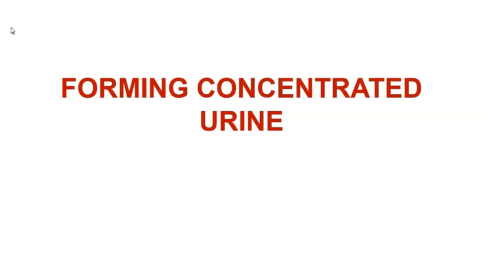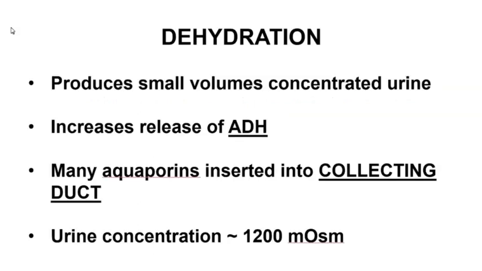If we wanted to form very concentrated urine, on the other hand, we would have to be very dehydrated or fairly well dehydrated. So when we are dehydrated, we produce very small volumes of extremely concentrated urine. And when we're dehydrated, this means that our posterior pituitary is going to release a lot of antidiuretic hormone, or ADH. So the more dehydrated we are, the more ADH our posterior pituitary is going to release.